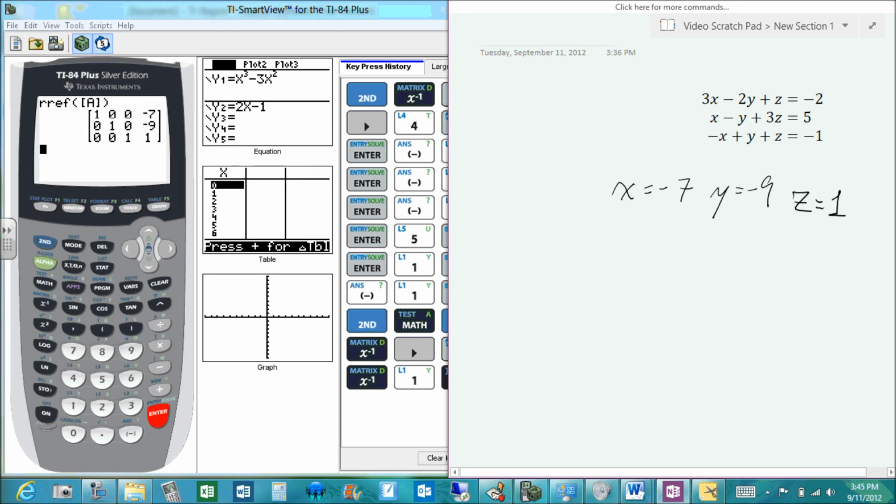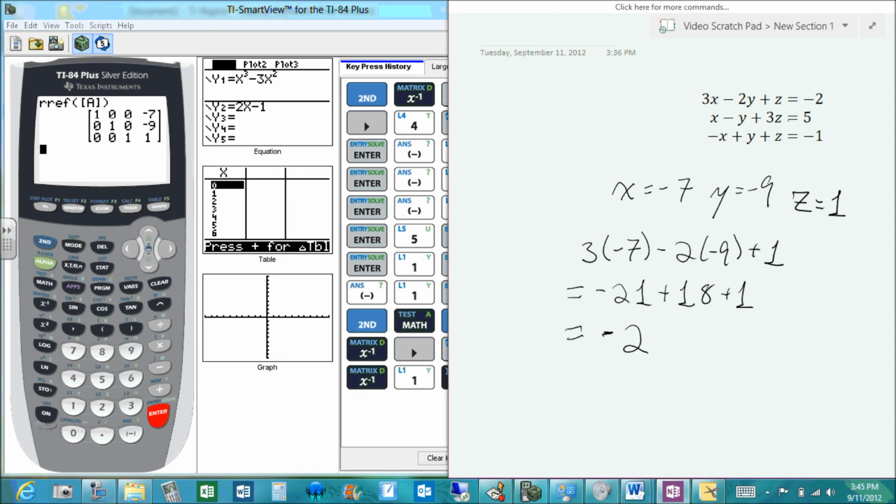So let's just check this first equation to make sure that it works, and I'll leave you to check the other one. So 3 times -7 minus 2 times -9 plus 1. So what is that? That looks like -21 plus 18 plus 1, which, oh, look at that, it's -2, and that's what this says. So that works. So that's how you use your calculator to solve system equations.